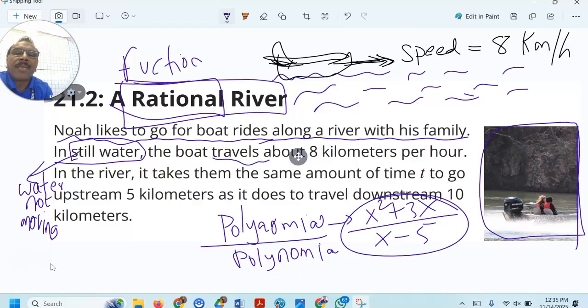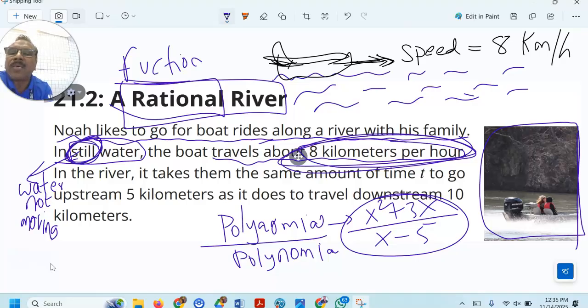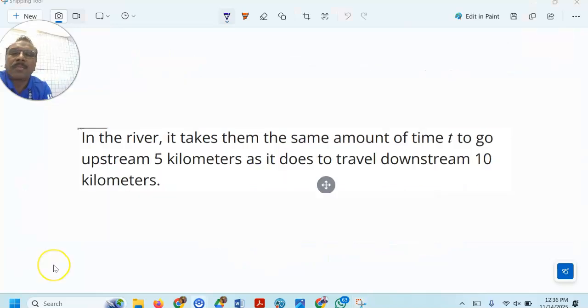Now, Noah rides the boat at 8 kilometers per hour, but this is in still water, so the plain water is not moving. But the problem is in the river, and it takes them the same amount of time to go upstream 5 kilometers and downstream. Let me take a new page. So here there is a river. Let's see, the water is flowing down. The river is this way.